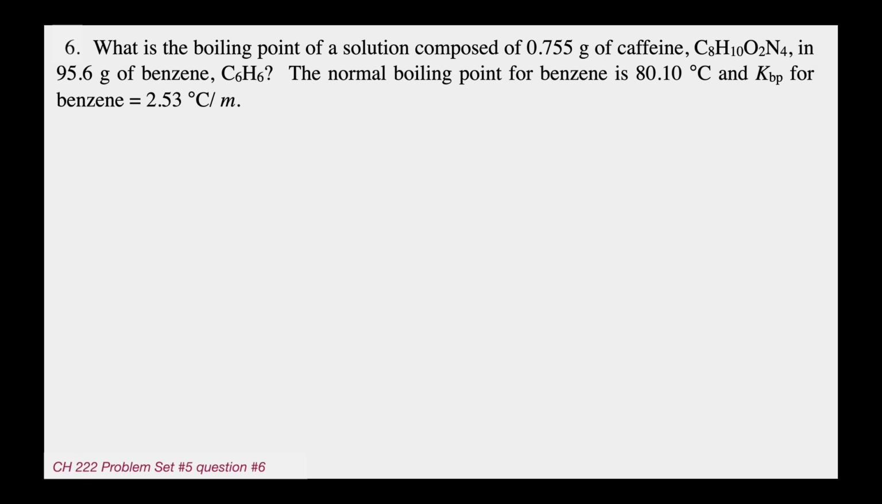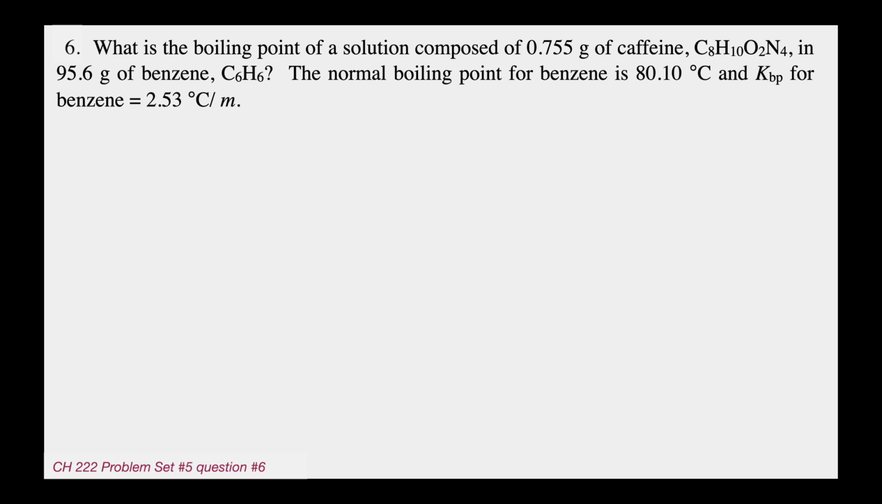This is another one of the colligative properties. This is boiling point elevation, and solutions will have higher boiling points than the pure solvents. So if benzene normally boils at 80.10, the solution with caffeine will have a higher boiling point. So at the end here, our final answer should be a number larger than 80.10.